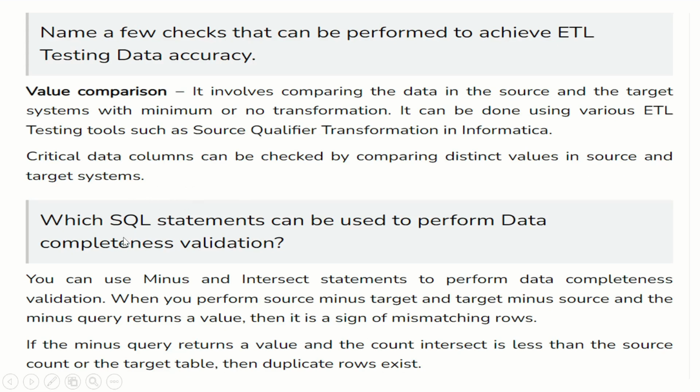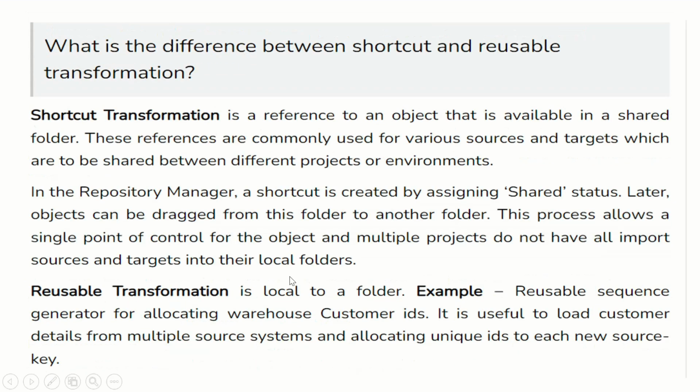Next question is, which SQL statements can be used to perform data completeness validation? You can use minus and intersect statements to perform data completeness validation. When you perform source minus target and target minus source, if the minus query returns a value, then it is a sign of mismatching rows. If the minus query returns no value and the count of intersect is less than the source count or target table count, then duplicate rows exist.